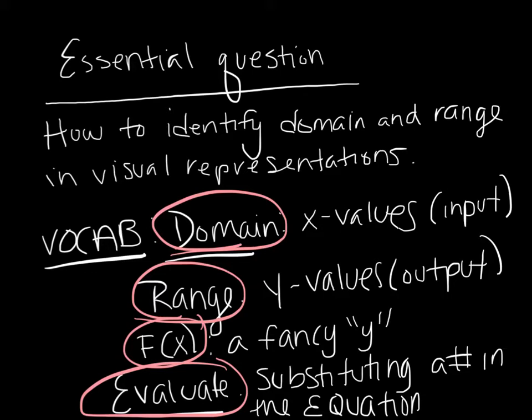What I mean by that is just like what we did: the mapping, the graph, the table, the set of points, things like that. So the vocab we need to worry about is domain, which is x values and input, which we've used in last session. The range, which is our y values. F of x is now a fancy y. And evaluate, which means substituting a number in the equation.